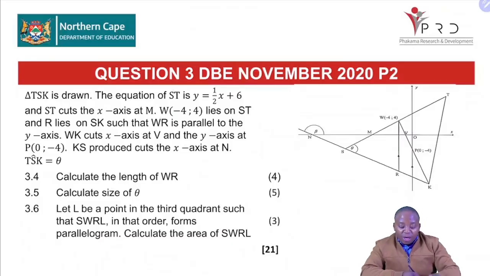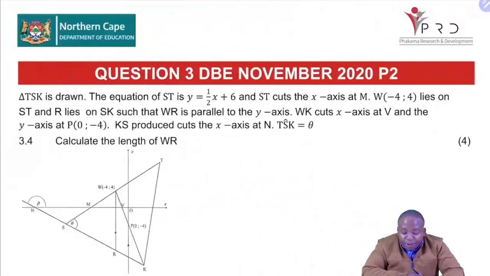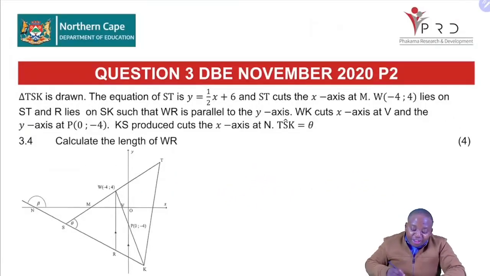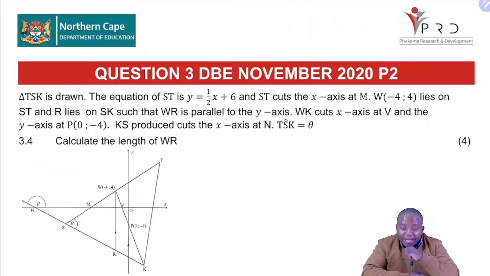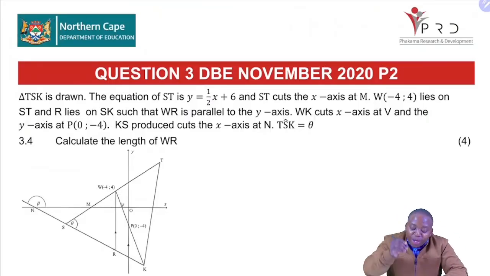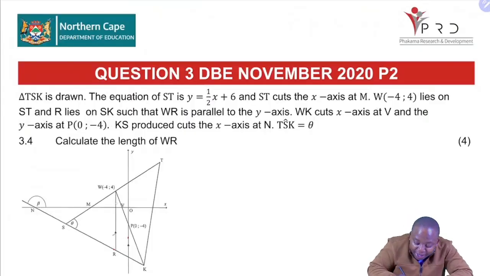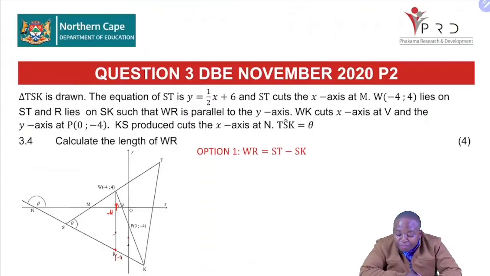Grade 12, now let us look at 3.4, 3.5 and 3.6. 3.4 is as follows: calculate the length of WR. How would you find the length of WR in this case? The first thing that we are supposed to do is to find the coordinates of R. How would you find the coordinates of R? We are already told that the two lines are parallel. So if they are parallel, that means the x value, which is this -4, is going to be the same for R. So for R we already have -4.